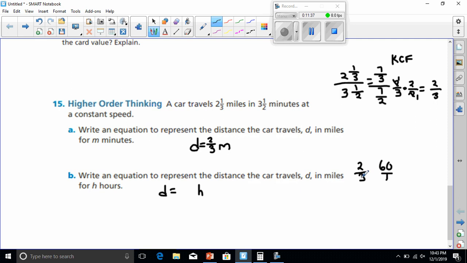We realize we can use the butterfly method here. 3 goes into 60, well, 60 divided by 3 is 20. Now we've got 2 times 20, which is 40, and 1 times 1, which is 1. That means you will go 40 miles in 1 hour. All right, so d equals 40 times h will be our answer.